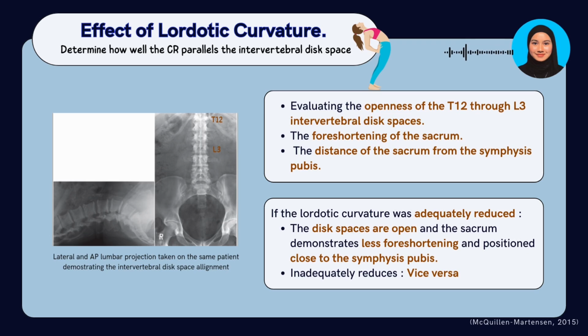If the lordotic curvature was adequately reduced, the T12 to L3 disc spaces are open, the sacrum will show less foreshortening, and the sacrum will be positioned closer to the symphysis pubis. However, if the lordotic curvature was not properly reduced, the result will be closed intervertebral disc spaces, a foreshortened sacrum, and the sacrum positioned farther away from the symphysis pubis. This evaluation helps determine whether proper positioning was achieved to align the lumbar spine for optimal imaging.